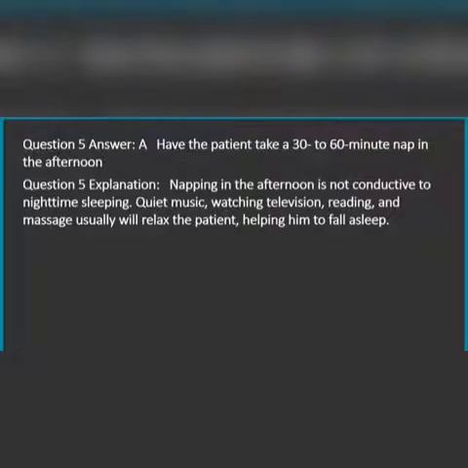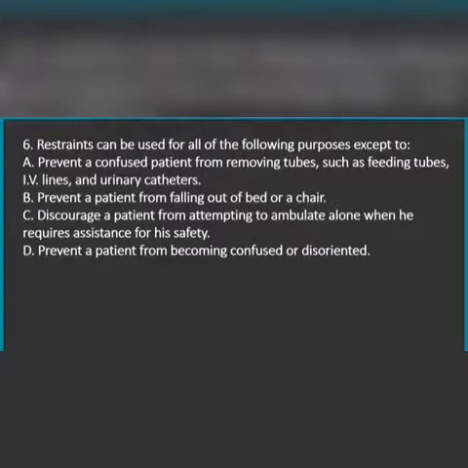Question 5 Explanation: Napping in the afternoon is not conducive to nighttime sleeping. Quiet music, watching television, reading, and massage usually will relax the patient, helping him to fall asleep. Question 6 Restraints can be used for all of the following purposes except to: A. Prevent a confused patient from removing tubes, such as feeding tubes, IV lines, and urinary catheters. B. Prevent a patient from falling out of bed or a chair. C. Discourage a patient from attempting to ambulate alone when he requires assistance for his safety. D. Prevent a patient from becoming confused or disoriented.